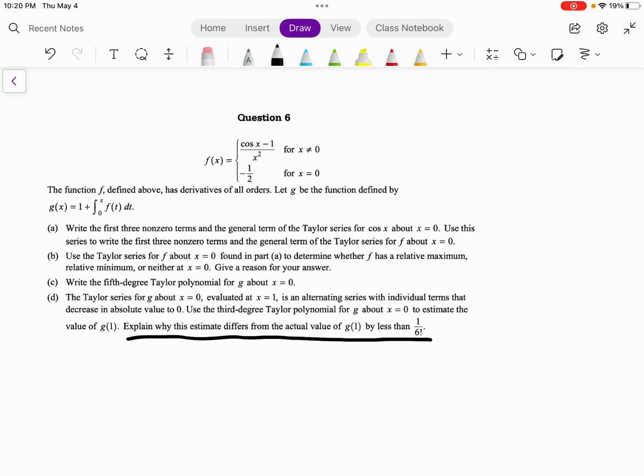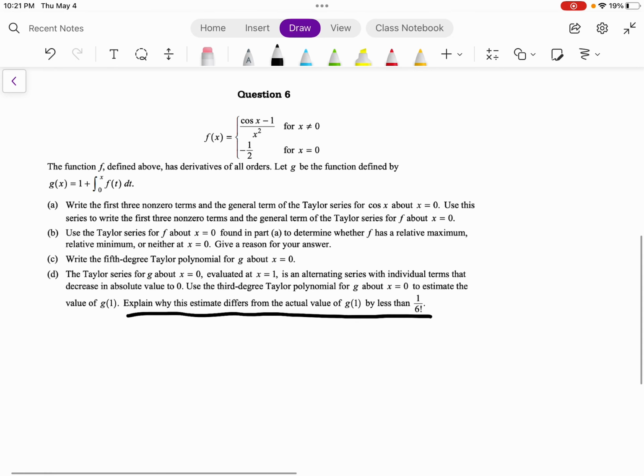Okay, so write the first 3 non-zero terms in the general term of the Taylor series for cos x about x equals 0, right? So that means a Maclaurin series about x equals 0. And what that means is that we're going to be after something that we said we could memorize if we wanted to, but we don't necessarily have to.